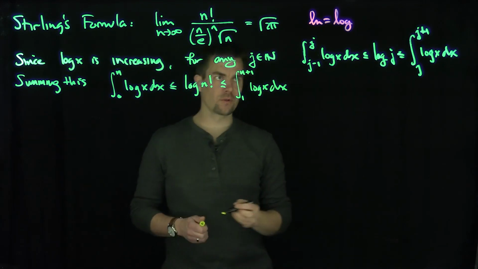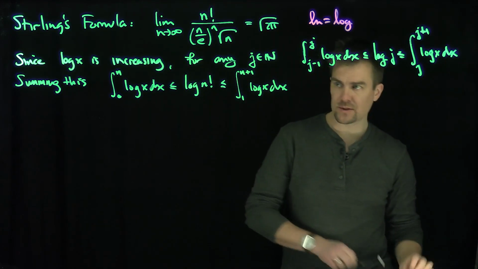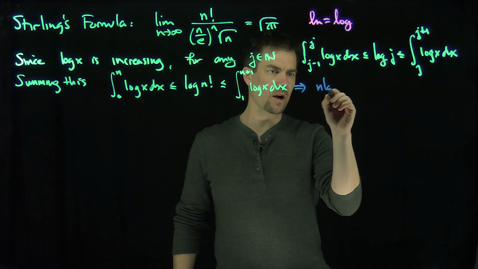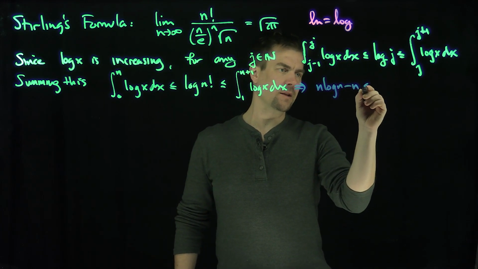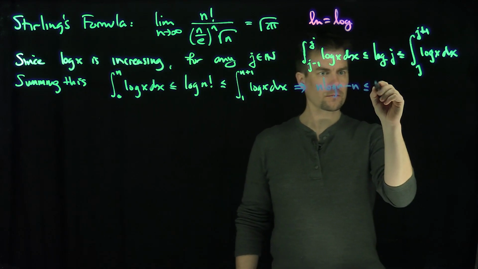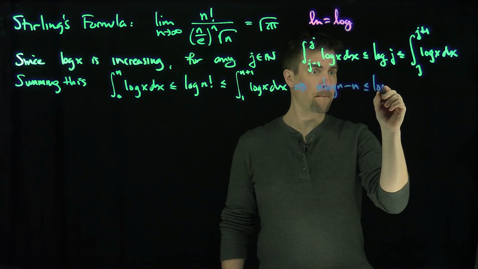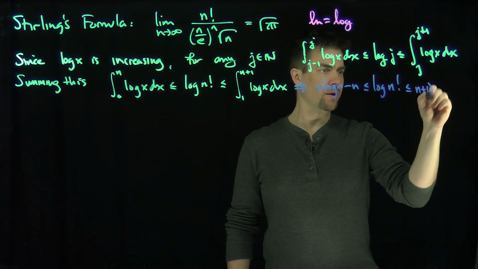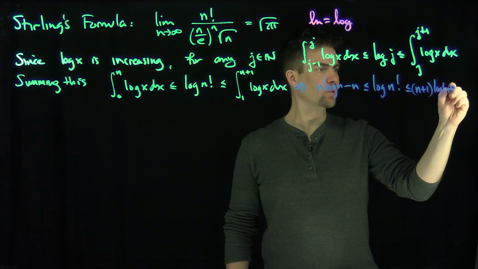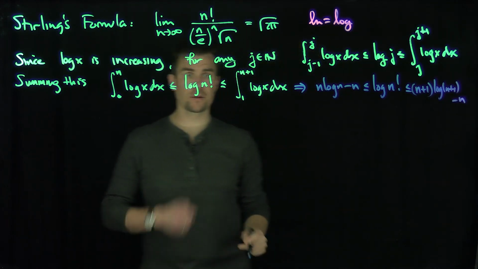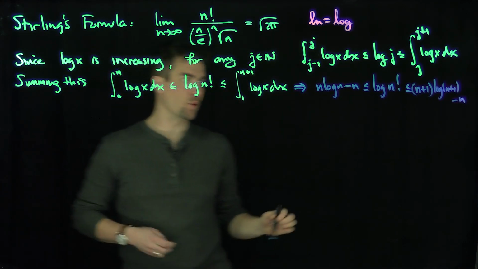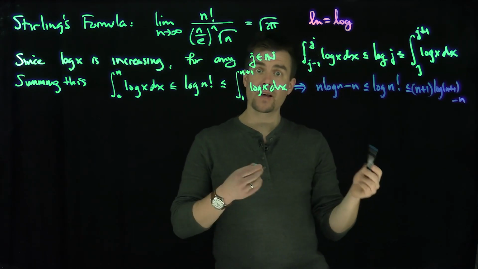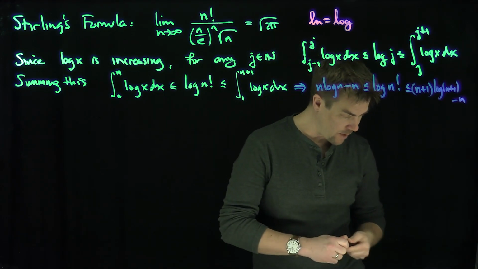Now I know an antiderivative of log is just x log x minus x, so this inequality over here tells me that n log n minus n is less than or equal to log of n factorial, less than or equal to (n plus 1) log (n plus 1) minus n, also because it has an interval of length n as well, okay? So that's good. So that gives me a bound on n factorial in terms of n over e to the power n, basically, a lower bound, okay?